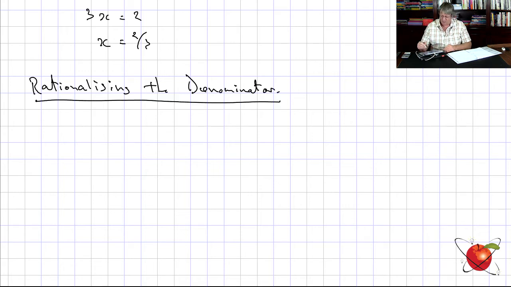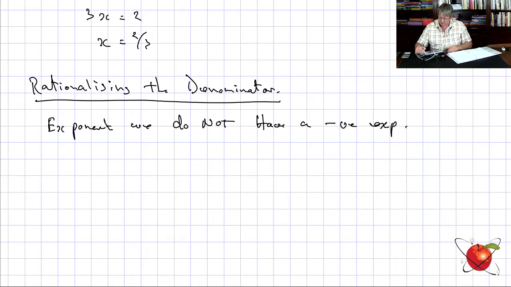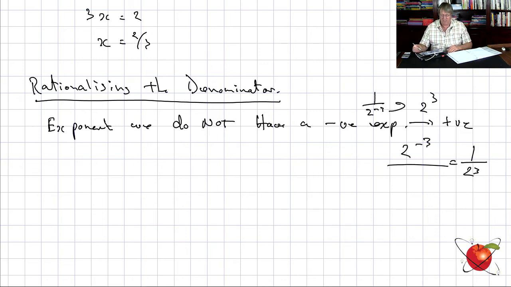Please remember that in exponents, we do not have a negative exponent in the answer. We put it to positive. We change it. So if it's 1 over 2 to the minus 3, we say our answer is 2 to the 3. If the answer is 2 to the minus 3, we say it's 1 over 2 to the 3. Remember that? What is the next step? Well, the next step is this.